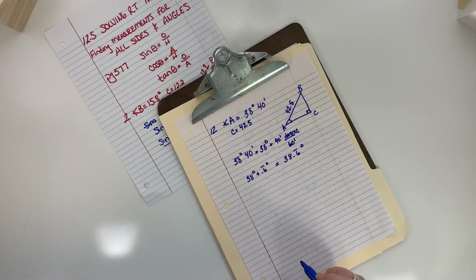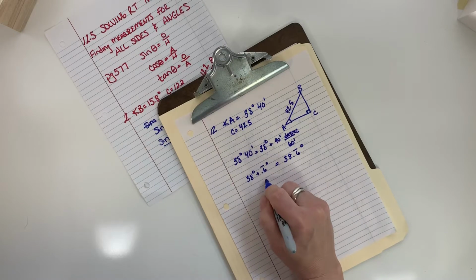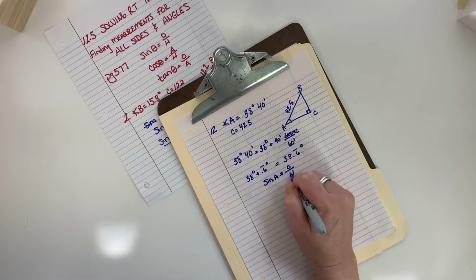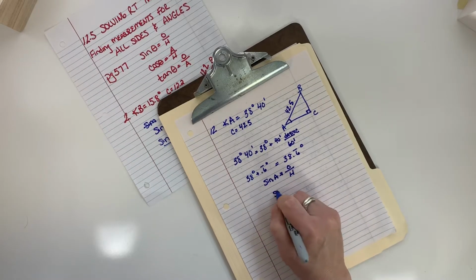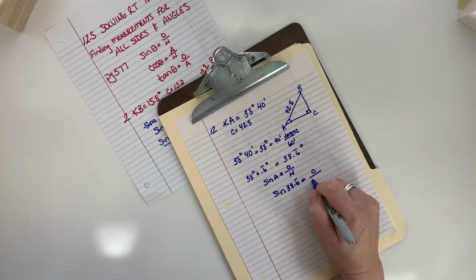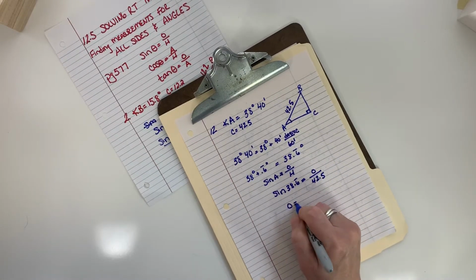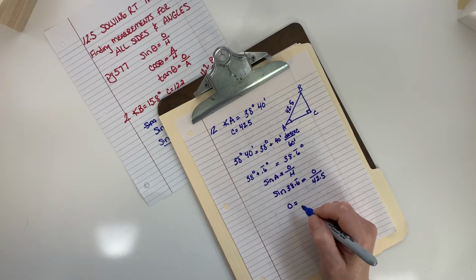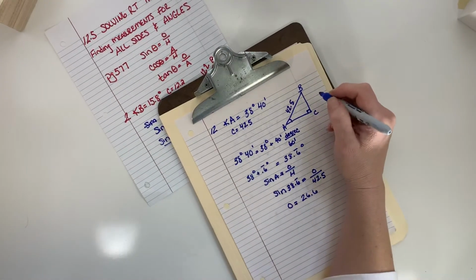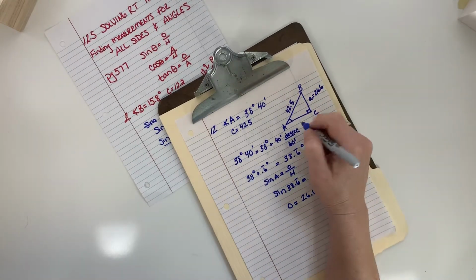All right? So let's take a look. The sine of A, if we look over here, is equal to the opposite over the hypotenuse. So the sine of 38.6 repeating is equal to the opposite over the hypotenuse, which is 42.5. Cross multiply, the opposite is equal to 26.6, which means this side over here, a, is equal to 26.6.